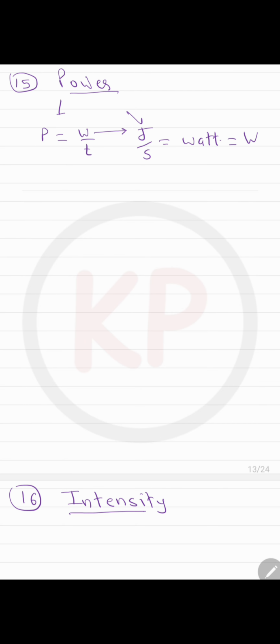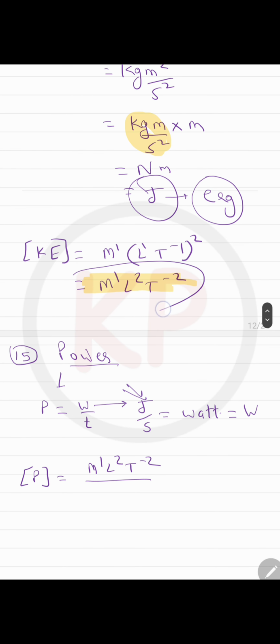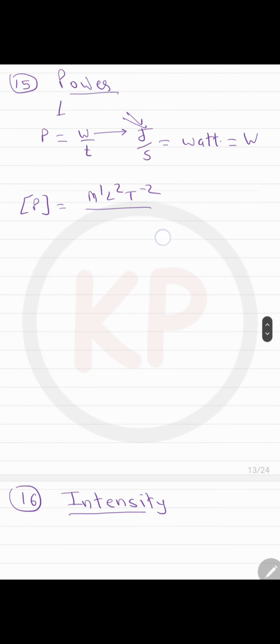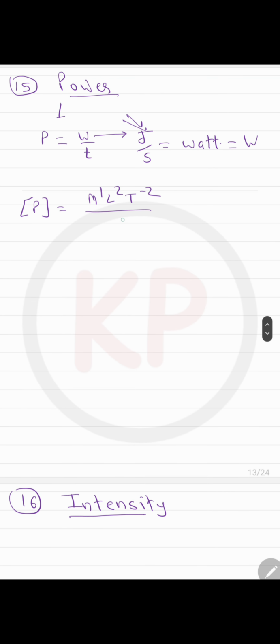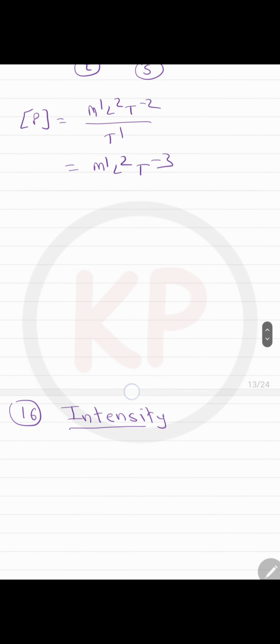Its symbol is W. Its dimensional formula will be: joule means work. The dimensional formula of work is M1 L2 T minus 2. If you don't remember, let me show you. This M1 L2 T minus 2 is the dimension of energy or work. M1 L2 T minus 2 divided by time, T1, becomes M1 L2 T minus 3.